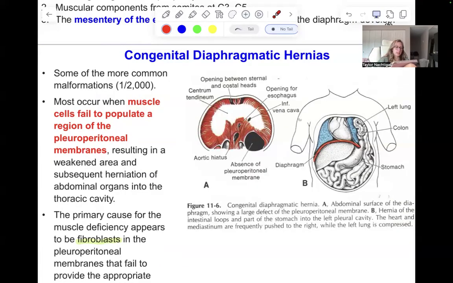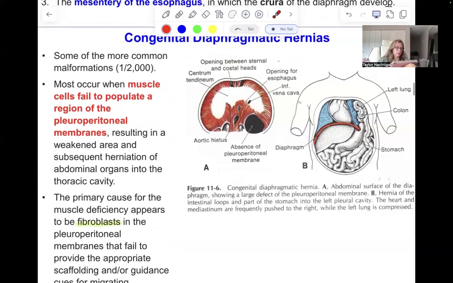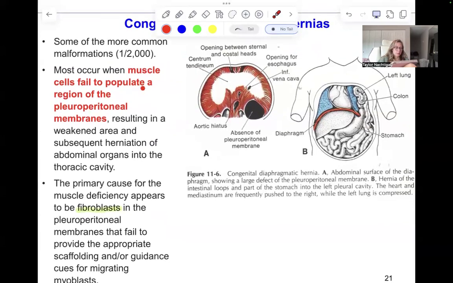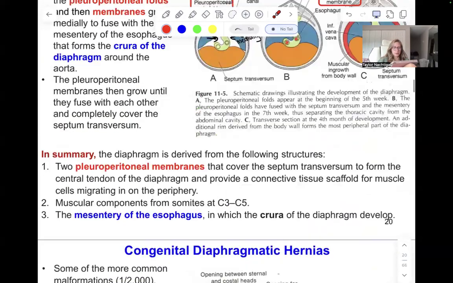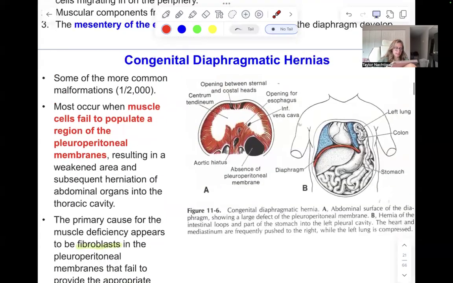Here, this is saying congenital diaphragmatic hernias are more common when it comes to some of the malformations we see in embryological development. We've got 1 in 2,000 cases. Most occur when the muscle cells fail to populate a region of the pleuroperitoneal membrane. Remember, the pleuroperitoneal membrane is this blue tissue here, and we're seeing the muscle populate that region. So if the muscle fails to develop, we're going to end up with these like holes.